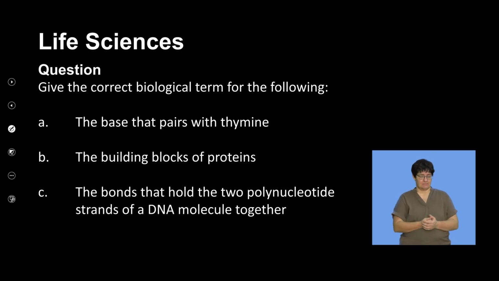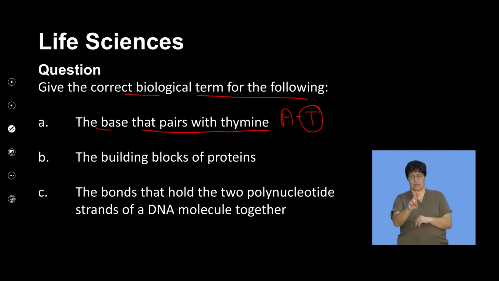Let's go into some terminology in terms of what we've just gone through in this segment. Give the correct biological terms for the following. And as I mentioned, the terms are crucial to understanding biology and life sciences. A. The base that pairs with thymine. Guys, this is easy. So we know that adenine and thymine always base pair together. So the base that pairs with thymine would be adenine.